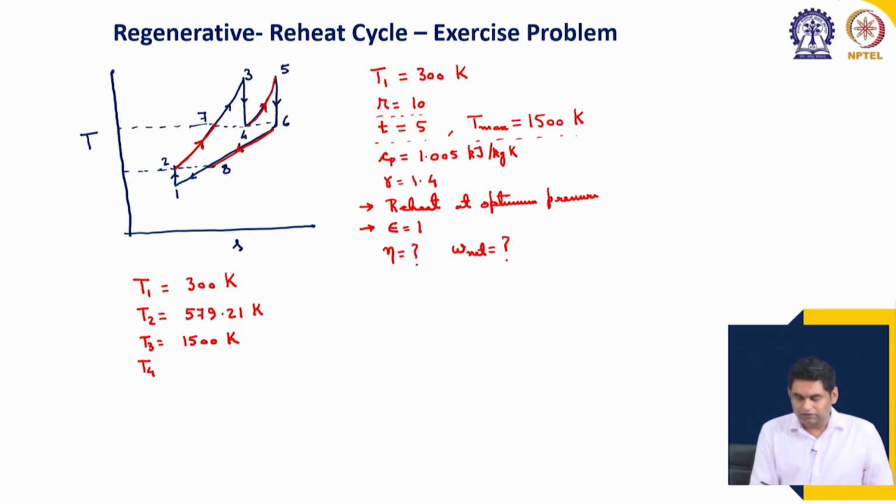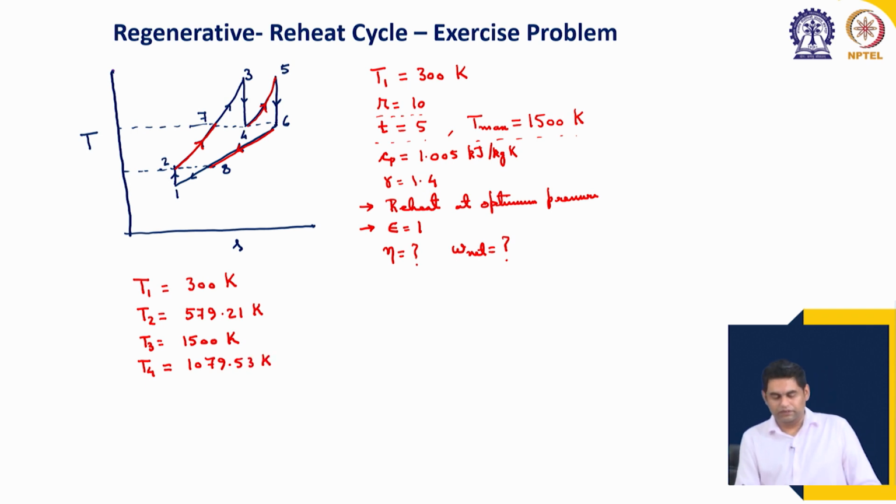Then using the relation for T 3 to T 4 expansion in the turbine, the pressure ratio is equal to root of R. That also we know, we have seen for the reheat cycle. So, the T 4 will be same as that we had obtained in the reheat cycle. Actually, all the temperature values are known to us from previous calculation, but the definition of efficiency is different in this case, not the definition, but the expression for efficiency.